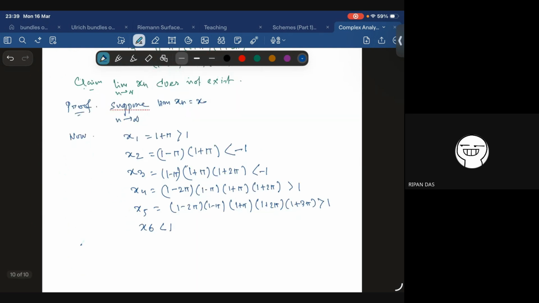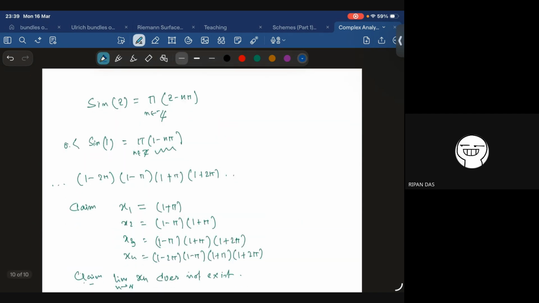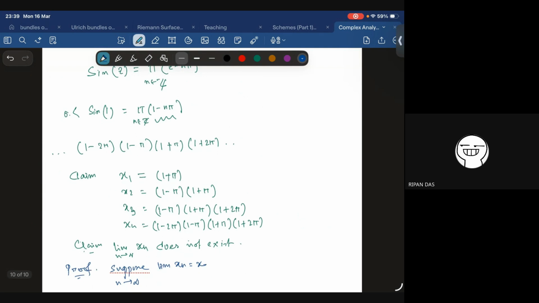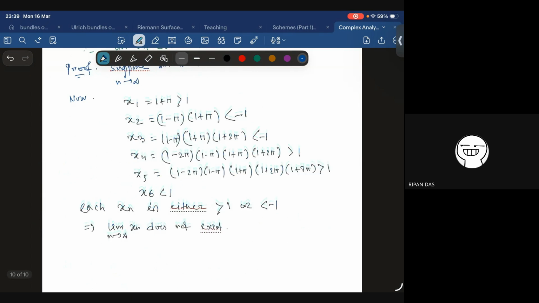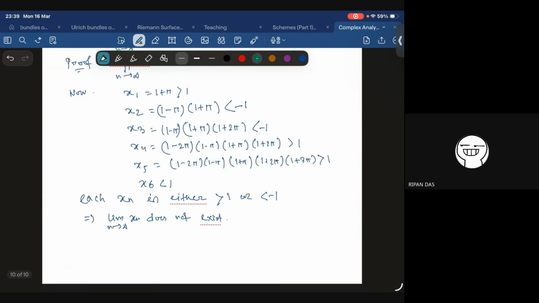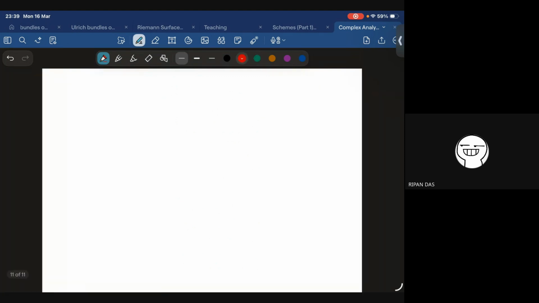So you see, each xn is either greater than 1 or less than minus 1. So clearly limit xn doesn't exist. You can replicate this exact same technique to show that it won't converge for any real number. I am not saying that it does not converge to 1. I am saying it won't converge for any real number. This is a stronger claim, try to prove.